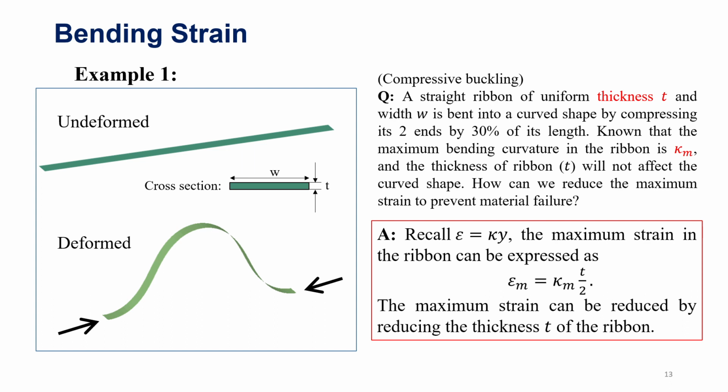So let's consider equation B here. The equation has epsilon equals kappa times y. The maximum strain in this ribbon can therefore be expressed as epsilon m equals kappa m times T over 2. Here T over 2 is the maximum y. So the maximum strain can be reduced by reducing the thickness of this ribbon, since the maximum curvature is given.